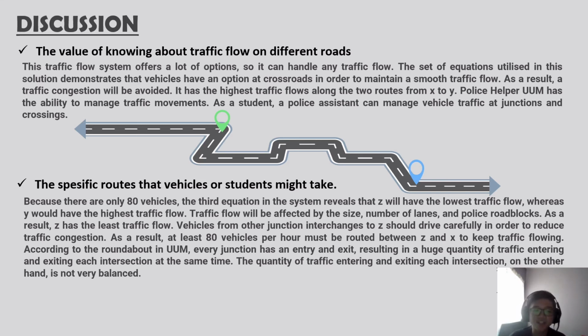And at the roundabout in UUM, every junction has an entry and exit. This causes a huge amount of vehicles entering and exiting the roundabout at the same time. However, the amount is not exactly balanced, as the quantity of traffic entering and exiting varies from time to time and is not always depictable by a pattern. That's all for me.